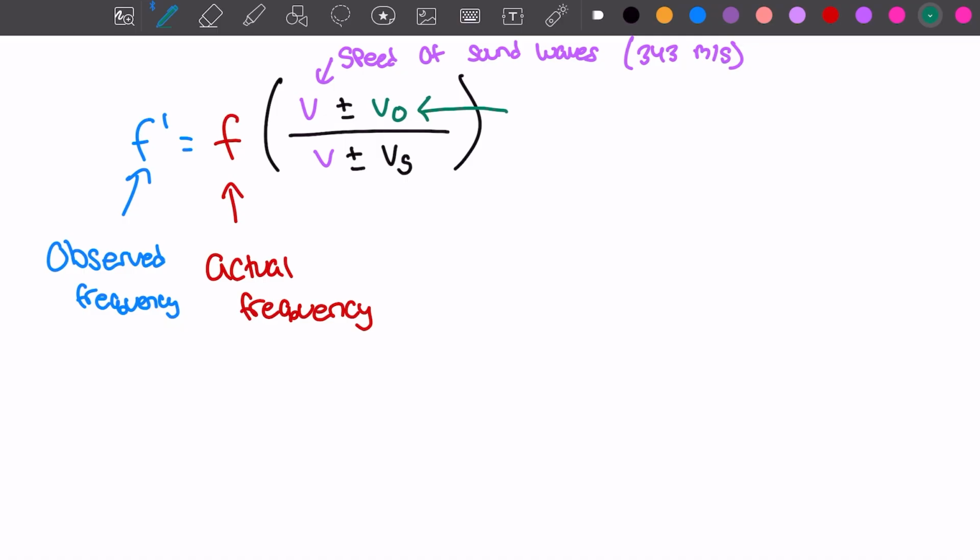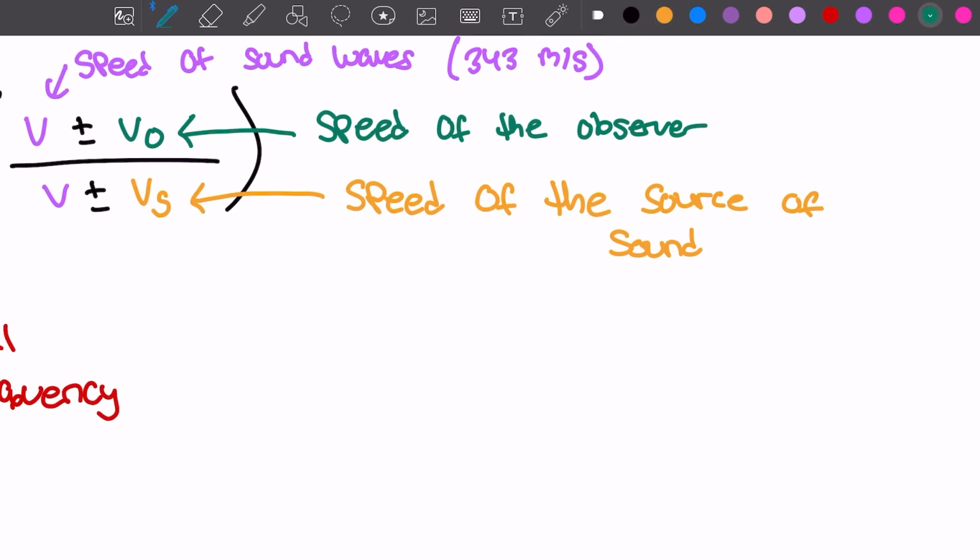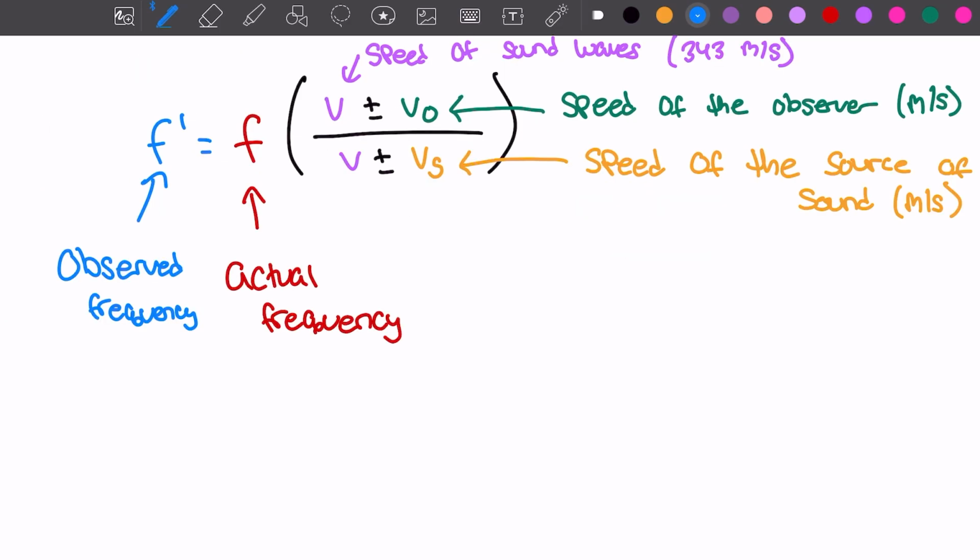V_O is the speed of the observer, or you in most problems. And lastly, V_S is the speed of the source of the sound. It's actually supposed to be velocity, but don't worry about that for now. And these are both given in meters per second, similar to V. And the observed frequency and the actual frequency are in hertz.